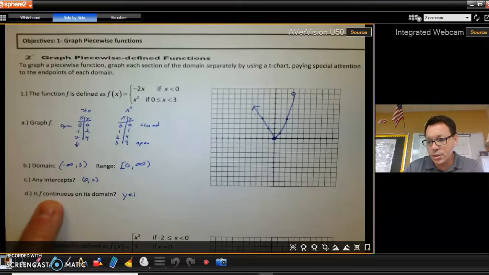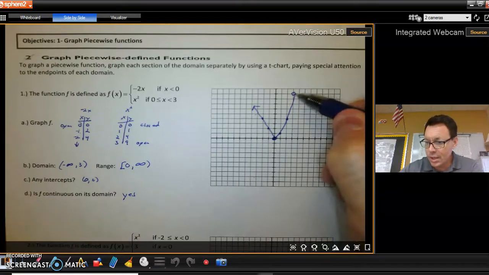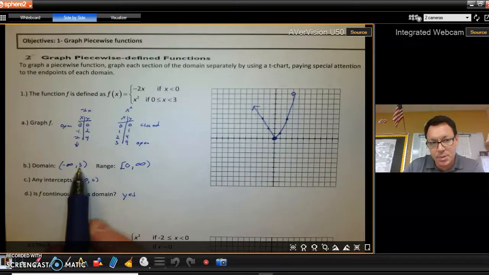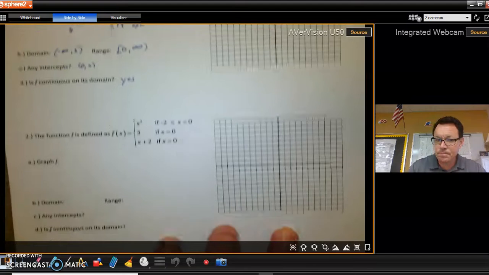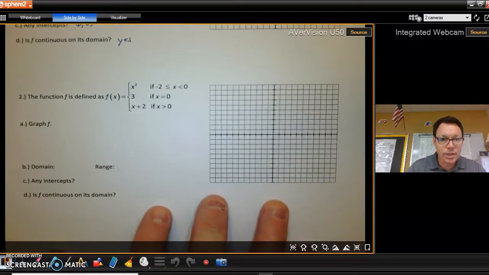So is it continuous forever? No, it stops right here. But our domain says it's supposed to stop right there. But in between, there's no gaps or breaks or anything. Okay, so that's the graph of that piecewise function. The next one has 3 graphs.